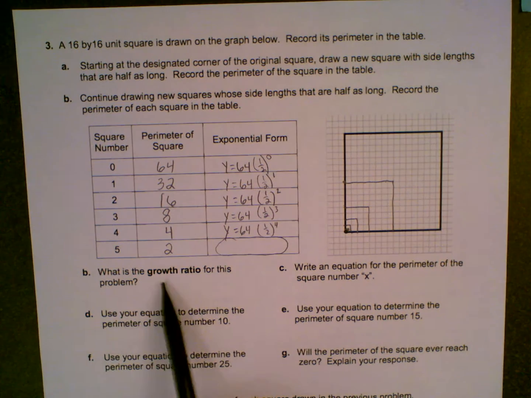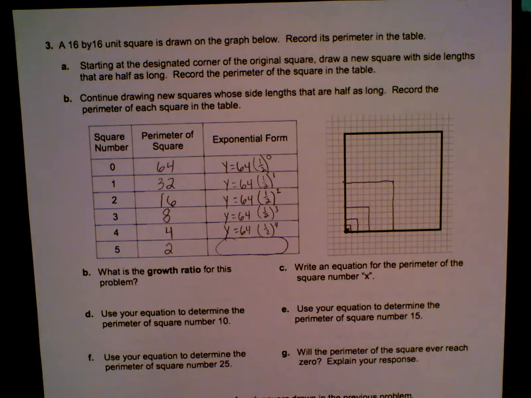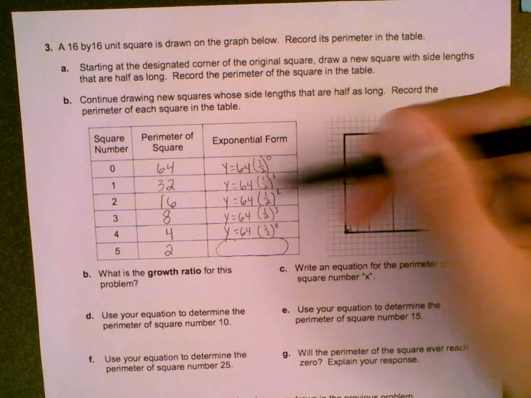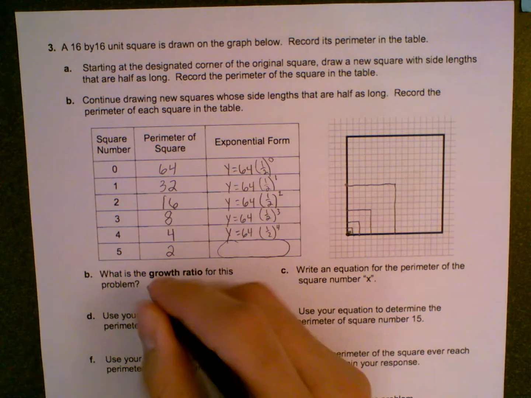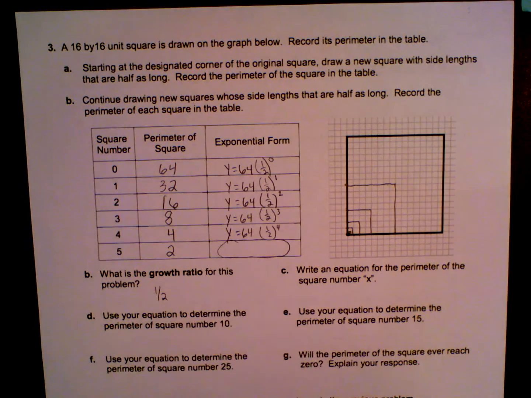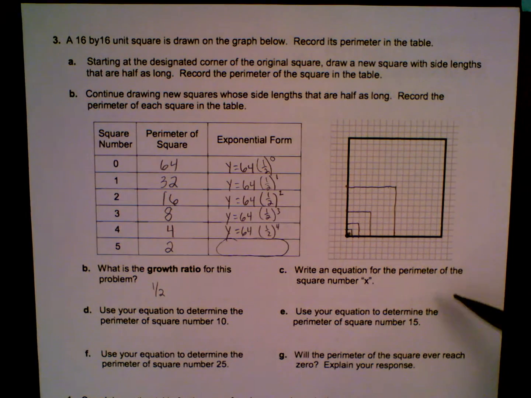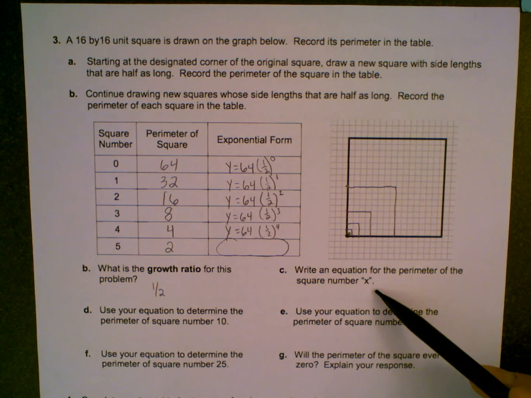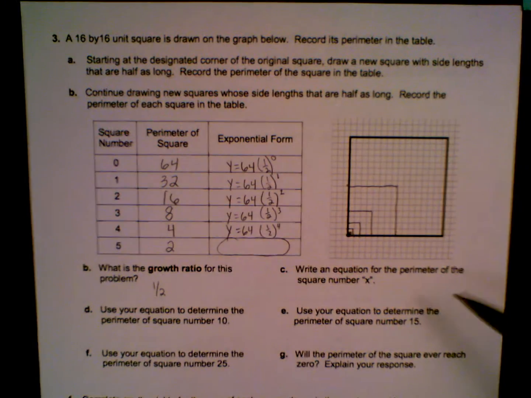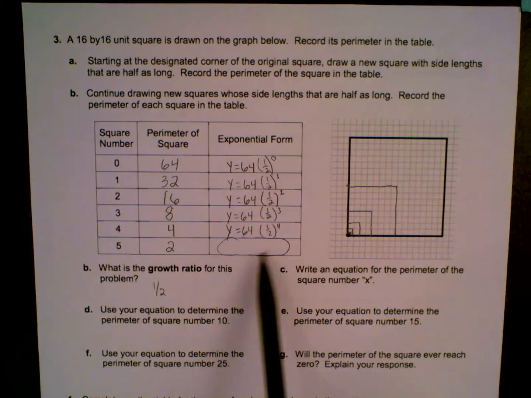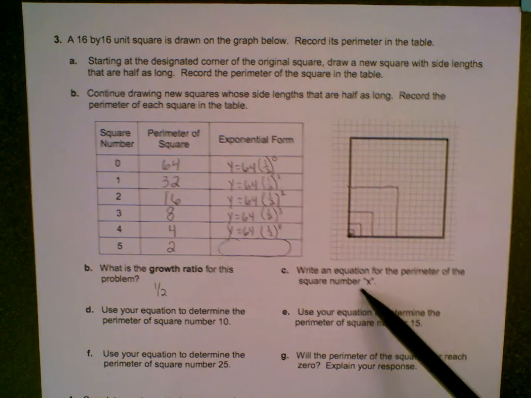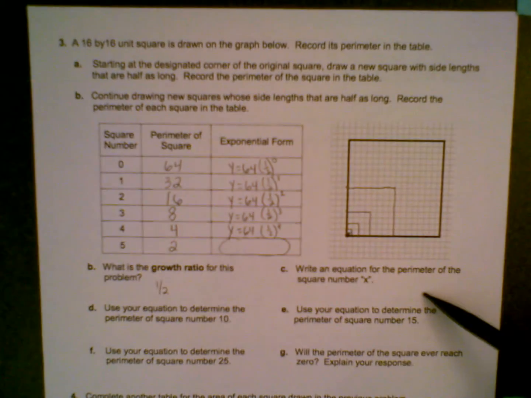So question B, what is the growth rate for this problem? Once again, the growth rate is what's inside of my parentheses. That's going to be 1/2. Question C, write an equation for the perimeter of the square number x. This is going to be my general equation. So it's going to look a lot like this exponential form up here, but it'll be using square number x. So go ahead, pause the video, and submit that answer into Socrative.